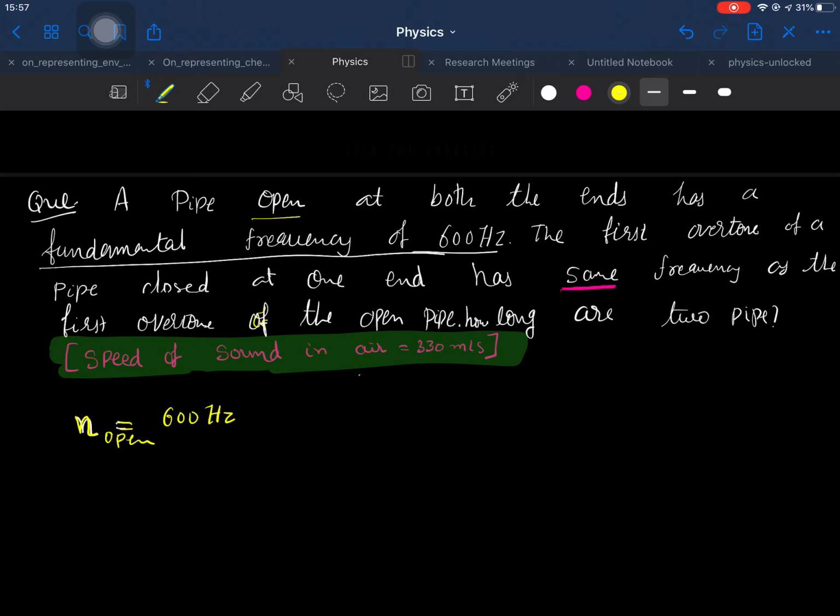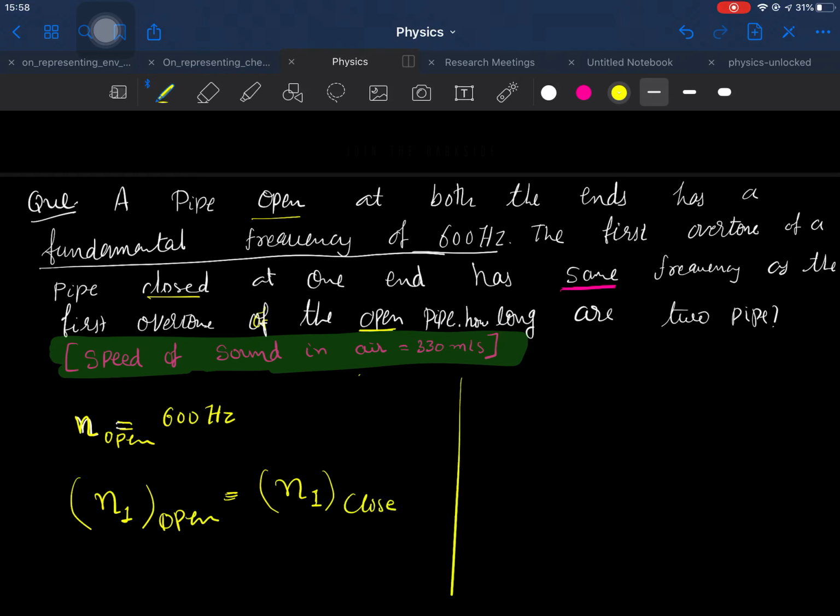So the first overtone of a pipe open at both ends has the same frequency as the first overtone of a pipe closed at one end. Closed pipe and open pipe have the same first overtone frequency. So you can write it like this.